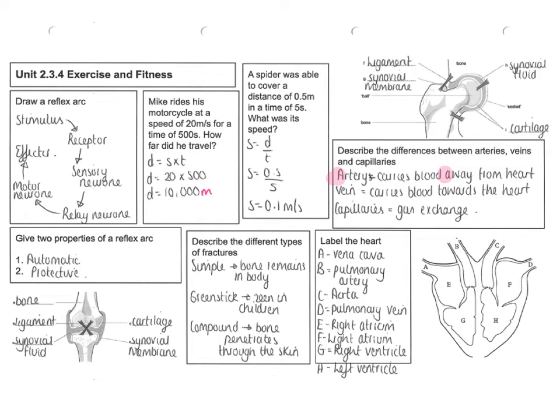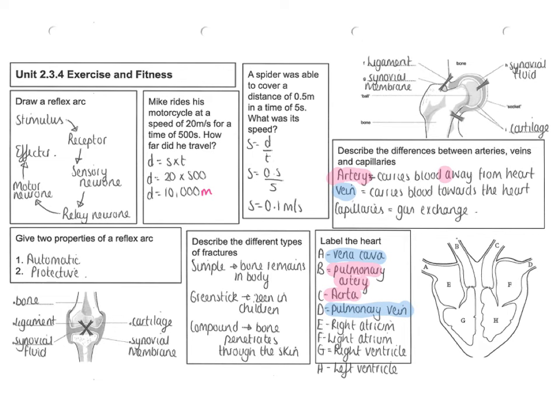Label the heart then. So A is our vena cava, and we know the vena cava is a vein because it begins with a V. Then we've got our pulmonary artery is an artery. Okay, tells us in it we have our aorta. Our aorta is also an artery because it begins with A. D is our pulmonary vein, which we know is a vein because it tells us in the question it's a vein.